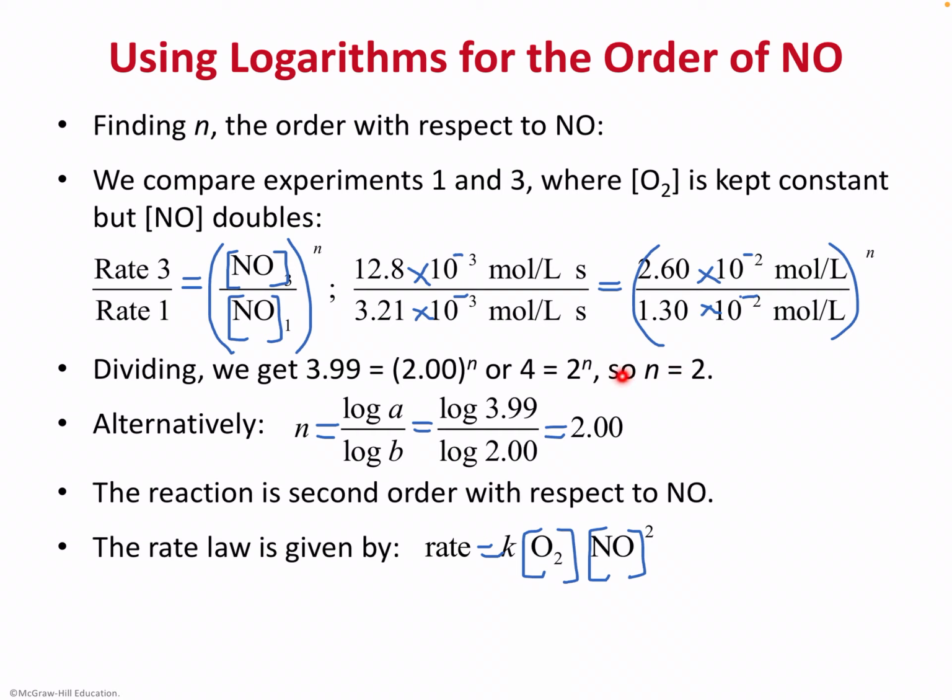But if you're having trouble seeing n equals 2, we can always use the log term. n equals log a over log b. Log a is this value, 3.99, over log 2. When you do these calculations, you will get 2. So the reaction is second order with respect to nitrogen monoxide, and first order with respect to oxygen. So the rate law is rate equals k, oxygen first order, nitrogen monoxide second order. So from the given experimental values, we were able to find the orders with respect to each individual reactant.